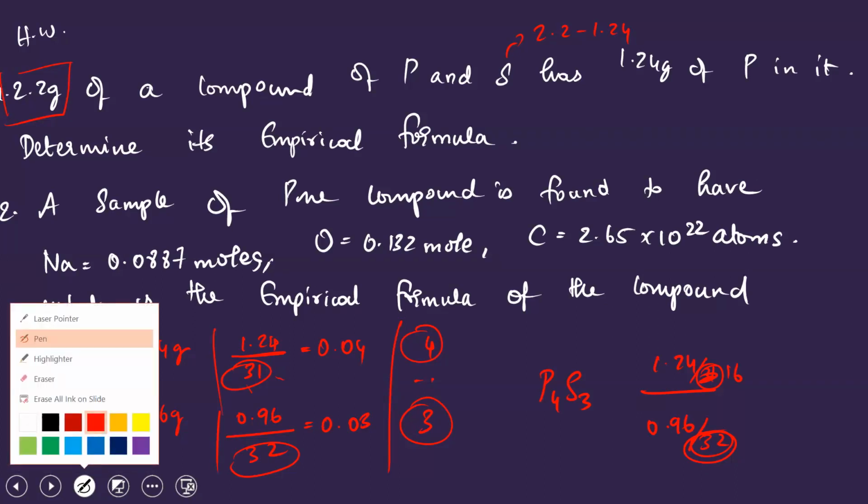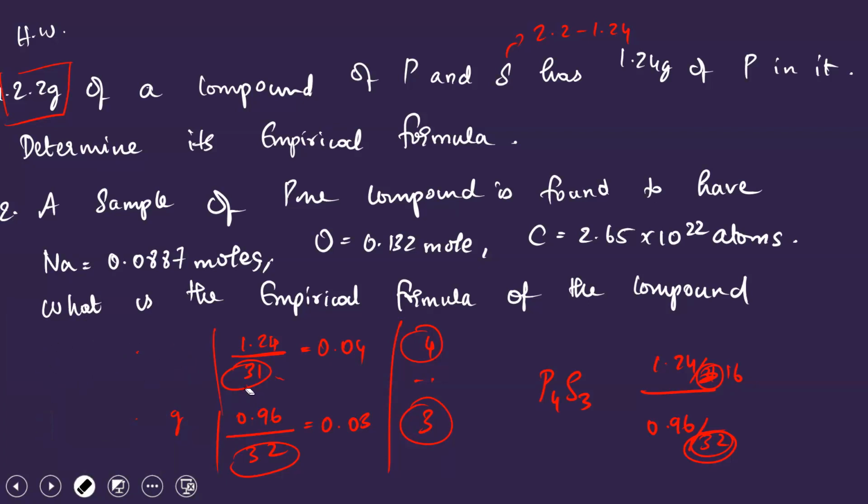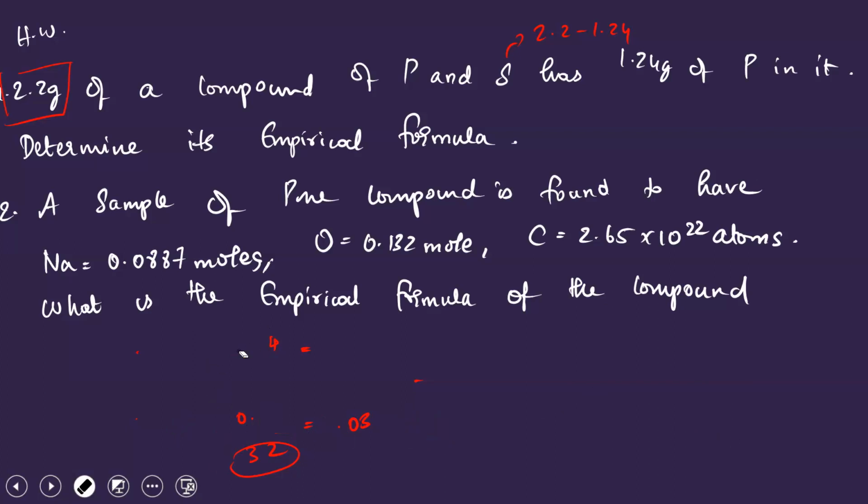Now, what is the next question? They have taken a sample of pure cotton. Here, they have given you directly the number of moles. Yes or no? They didn't go to mass at all. So here I can start solving it like, what are the elements present? Sodium, oxygen, carbon. Correct? How much sodium is there? 0.887 moles. This is 0.132. This is 2.65 into 10 power 22.